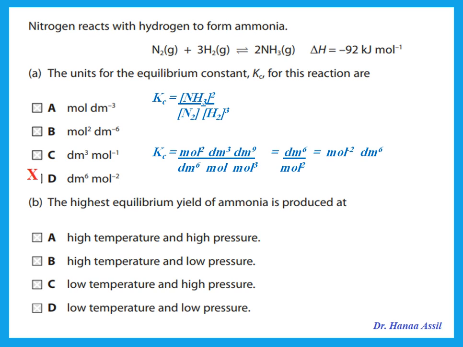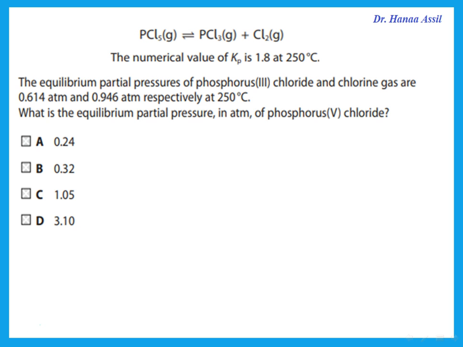What about pressure? I need pressure to be higher or lower, I need to go forward. Forward will give 2 moles, while backward will give 4. So to give less number of moles, I need high pressure. So that is low temperature and high pressure would favor the forward reaction.